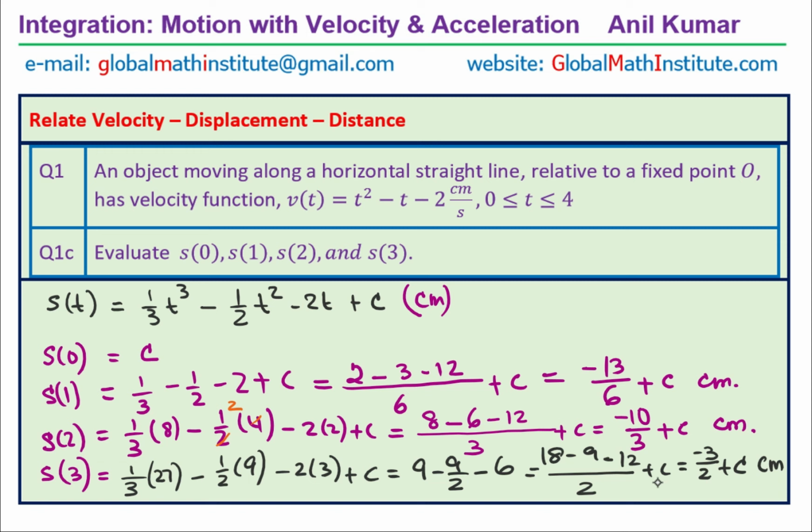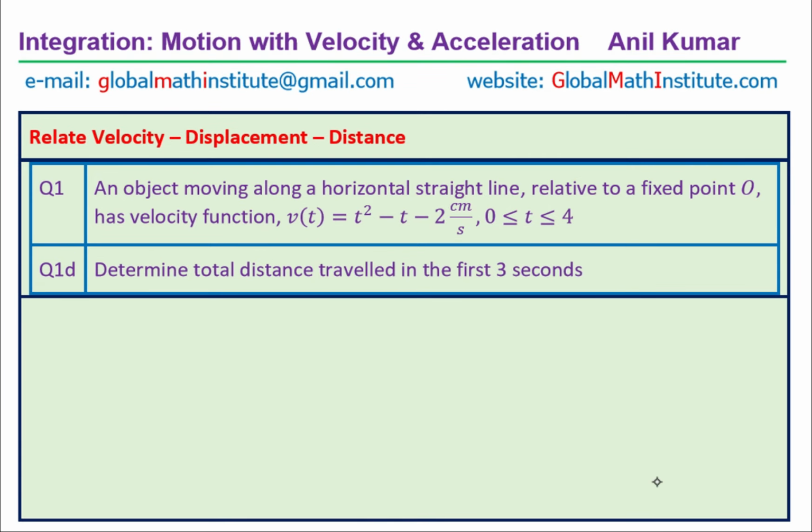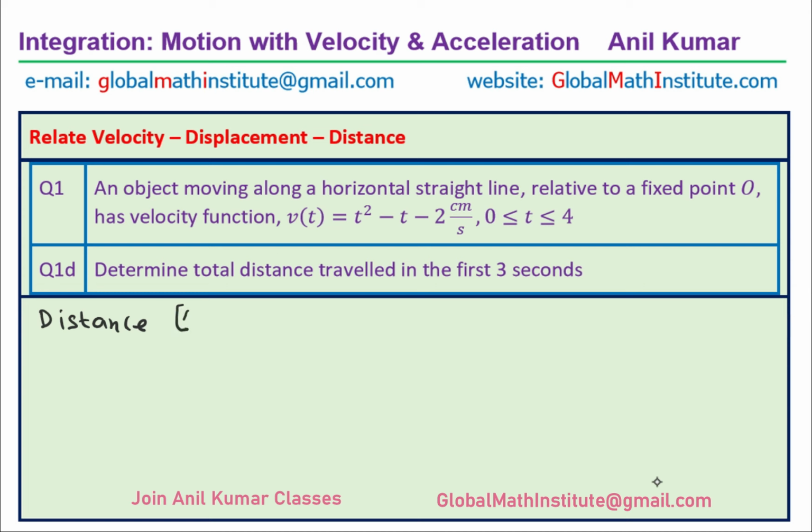So we have calculated displacement at each value of time, 0, 1, 2, and 3. Is that clear? Now the last part here is to find the total distance traveled in the first 3 seconds. This is where the sign chart will come in handy. So we need to find distance when t is from 0 to 3. First 3 seconds means 0 to 3, correct?